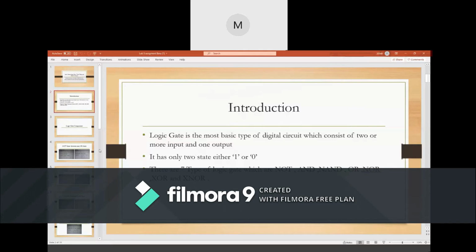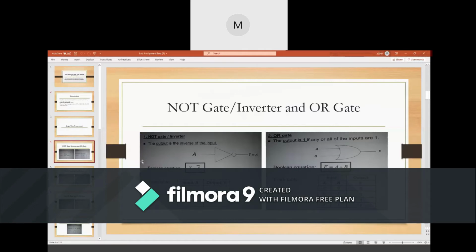Let's see deeper into the logic gates. First logic gate is NOT gate. The NOT gate, the output is the inverse of the input. It means that if the input is 0, then the output must be 1. If the input A is 1, then the output must be 0.